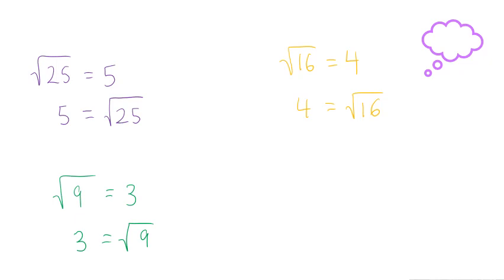How would I write the number 6 if I wanted it to be under the surd symbol? Do you see the pattern? I would square it and put it under the square root symbol. So 6 squared is 36, and I just put it under the surd symbol.